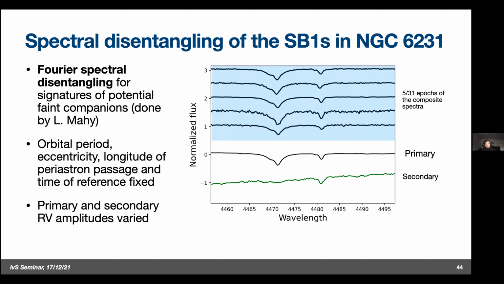Otherwise, if there are no features in this extracted secondary spectrum, or there can't be a constrained solution, then the secondary could indeed be a compact object.